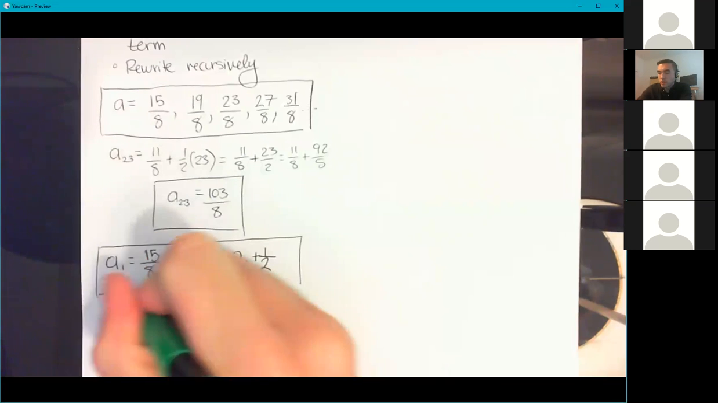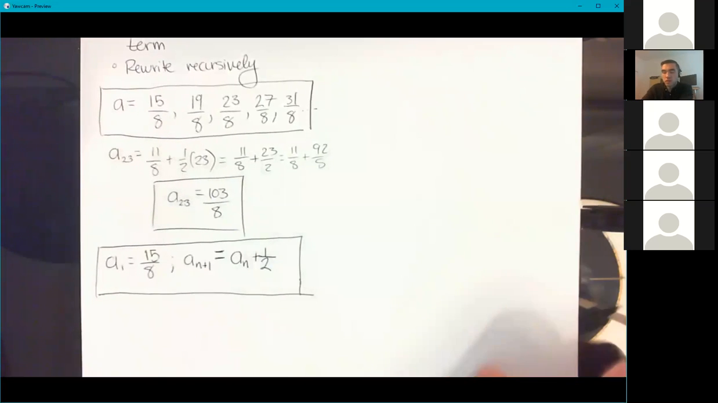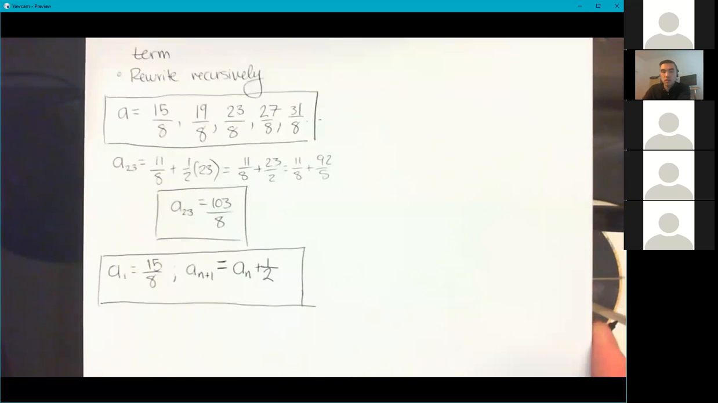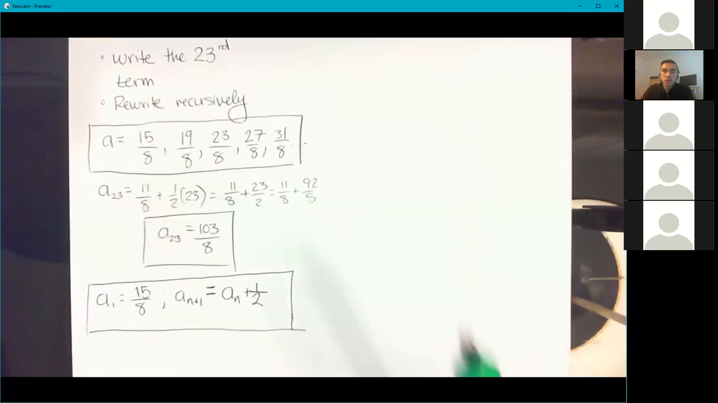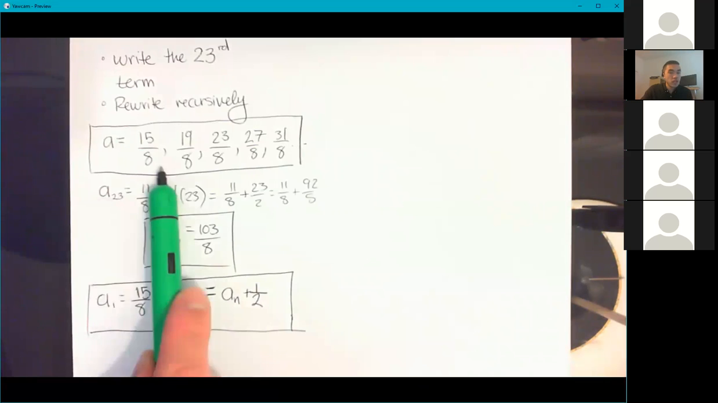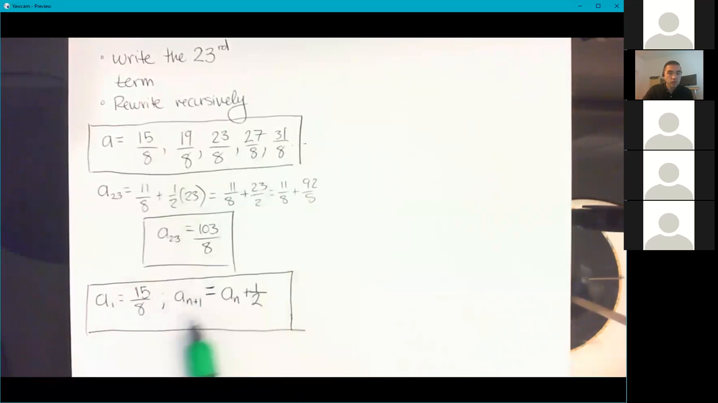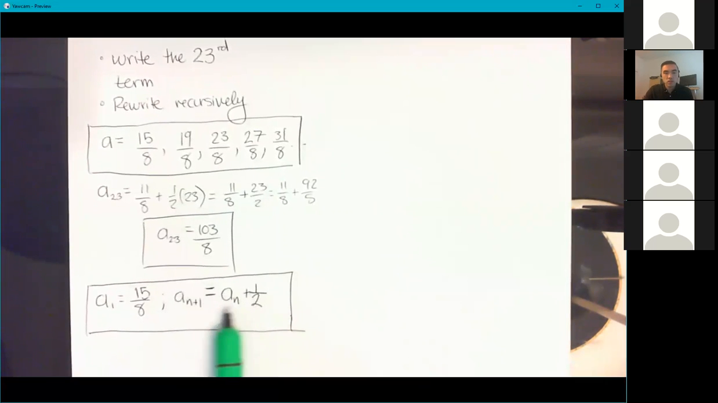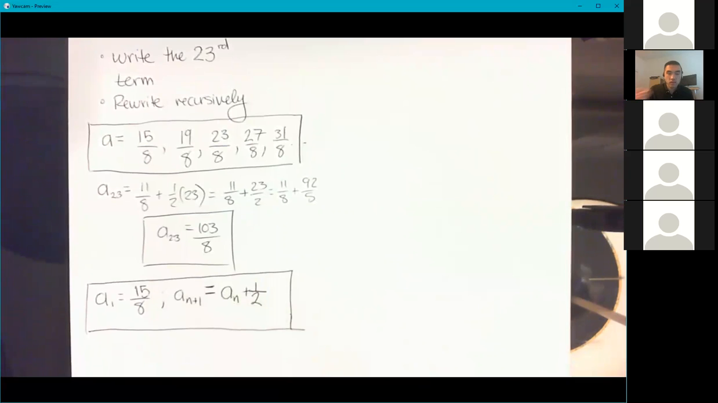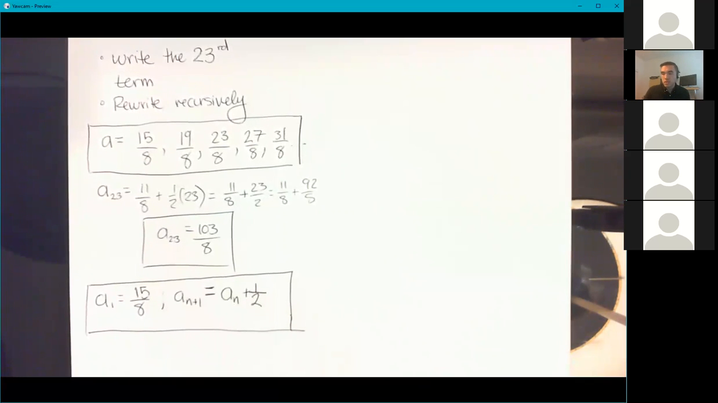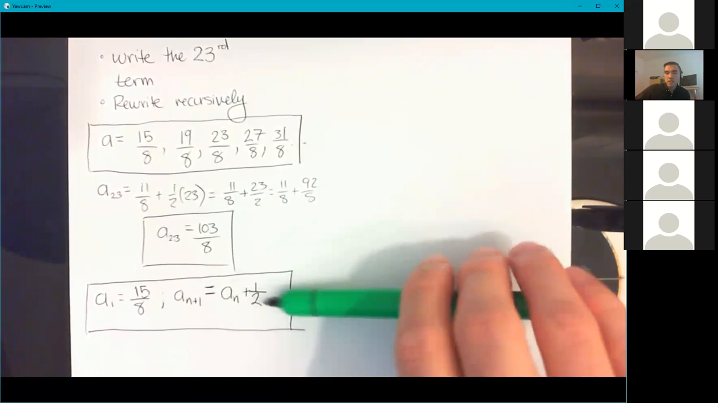So the other way to describe a sequence is to do it recursively, which is to say, tell me how to make the next entry based on the last entry. The first entry in this sequence that I have defined as A is 15/8. And then to move along, we add 1/2, add 1/2, add 1/2, add 1/2. If you want the next piece in the sequence, you take the previous piece, and to that you add 1/2.